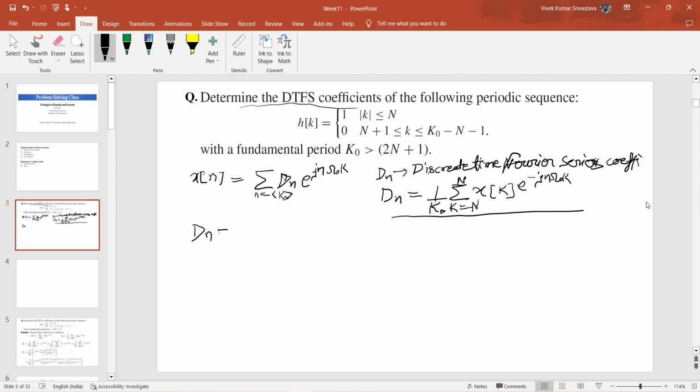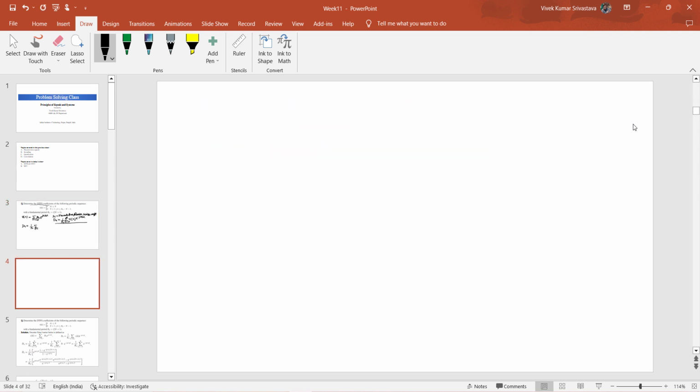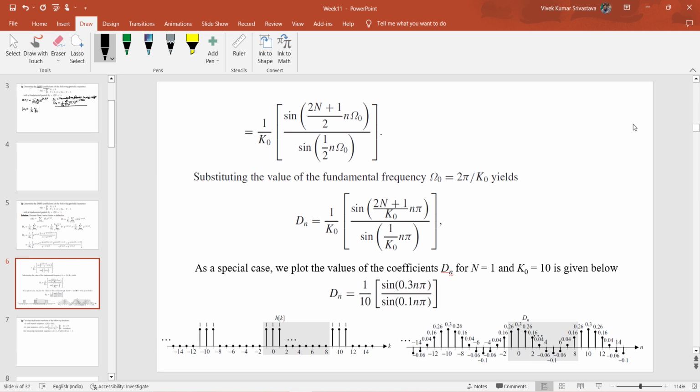So d of n can be written as 1 over k naught. Sir, can you sketch the h of k just to visualize? Yeah, sure. Actually, it has already been given here. This is drawn for a particular value of n.